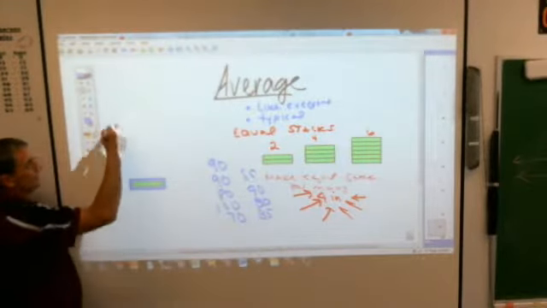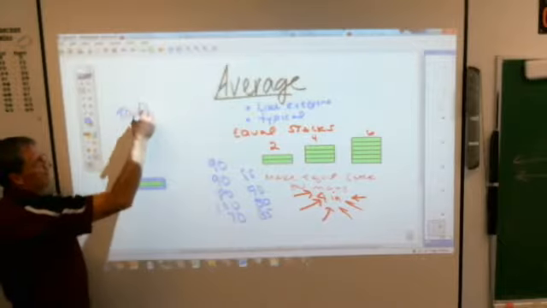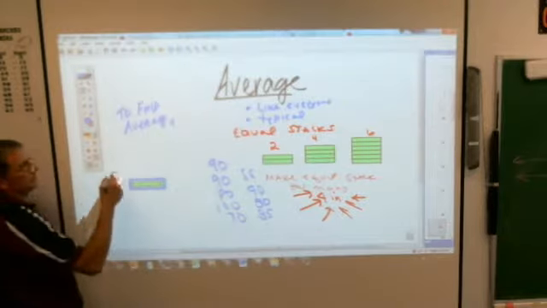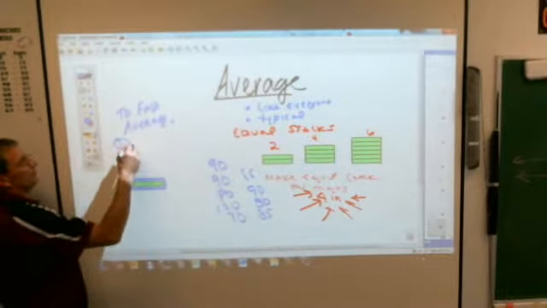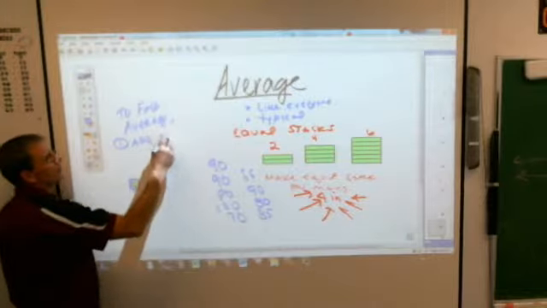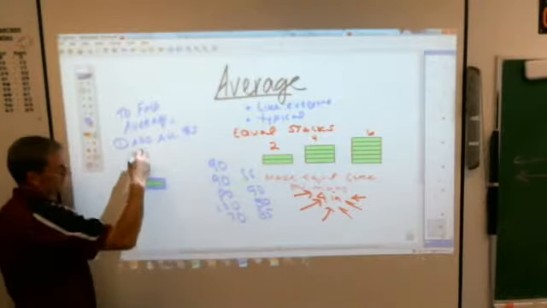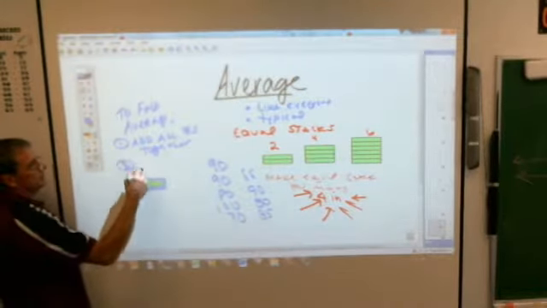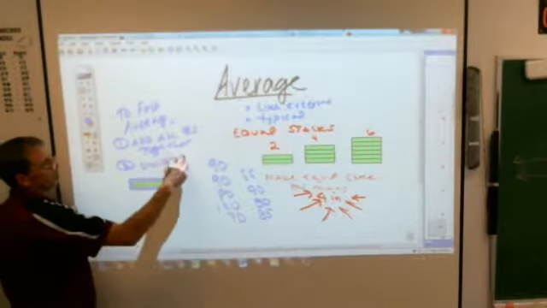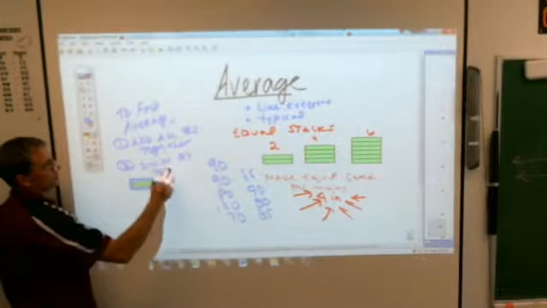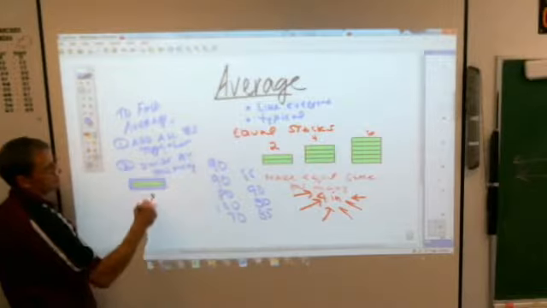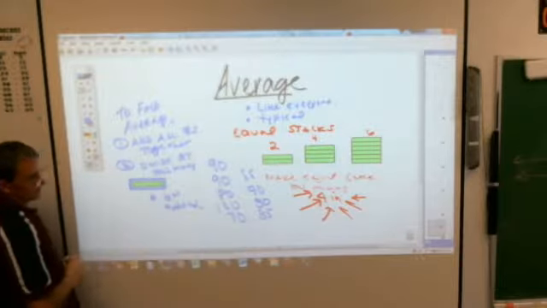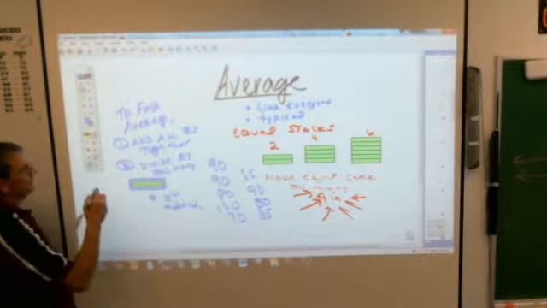How do you find average? To find average, comma, it's a 2-step process. Number 1, you add all numbers together. Then, step number 2 is you divide by how many numbers you added together. You add all numbers together, then you divide by how many you added.